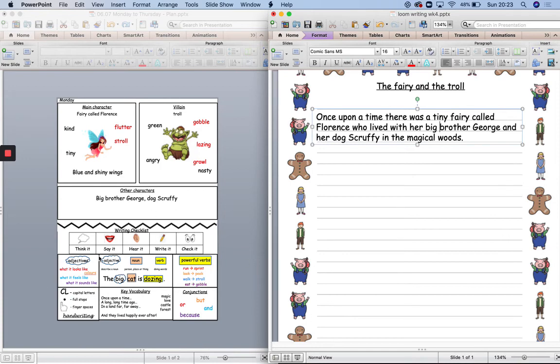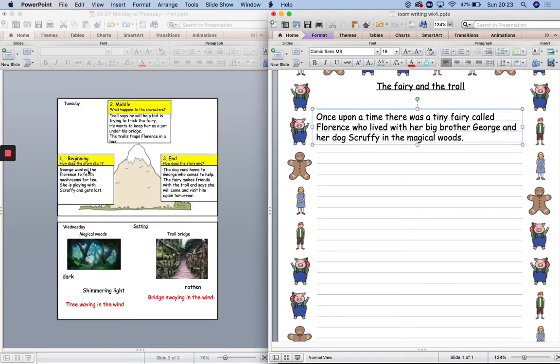I looked at my checklist and I thought adjectives. I don't have enough of those, so where can I put it in? I need to find the noun and put my adjective before. And then I thought powerful verbs. I just checked where the verbs were for this one and made sure they weren't both the same. I have used a conjunction in here, so I'm very happy with that first sentence. So I'm going to continue.